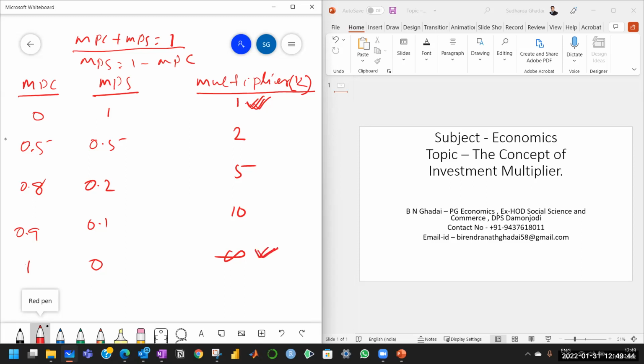Then the question also comes, which I have seen on the board: when can the value of multiplier be infinite? The value of multiplier will be infinite when the MPC is 1 or MPS is 0. And what is the minimum value of multiplier? It is 1. And when can the value of multiplier be 1? The value of multiplier will be 1 when MPC is 0 or MPS is 1. That is all about the concept of multiplier.